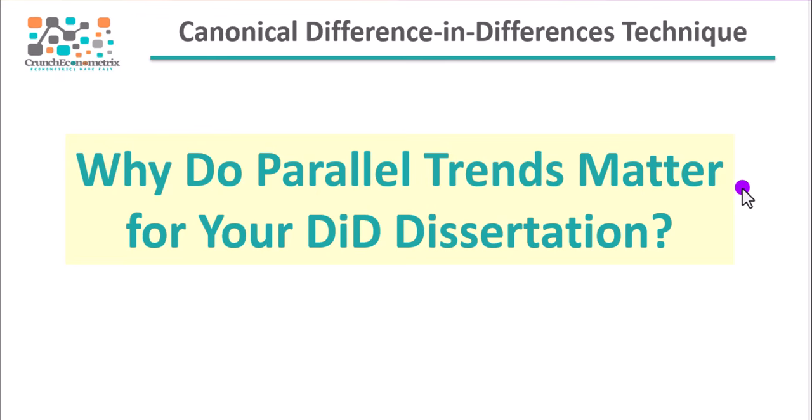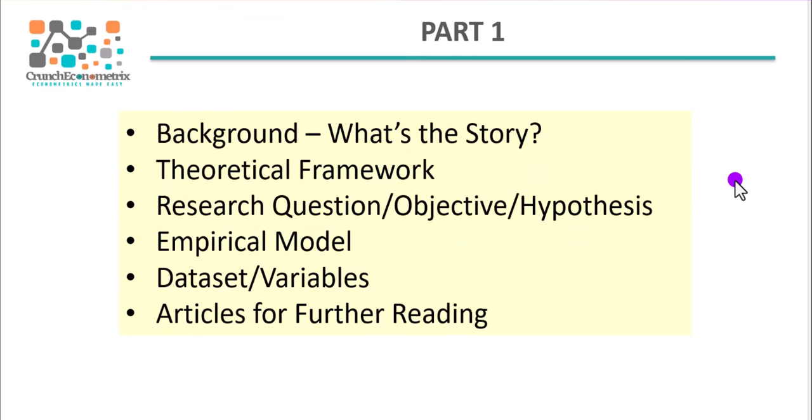So we are going to consider, why do parallel trends matter after all in your research? Talking about the canonical difference in differences approach. This is going to be a 4-part series. So this is part 1, where we look at the background of the story. We establish the theoretical framework. We establish the problem statement, look at the research question, look at the objective and the hypothesis we want to test. I'm going to show you the empirical model, the data set variables we are using, and the articles I will be recommending for you guys for further reading.